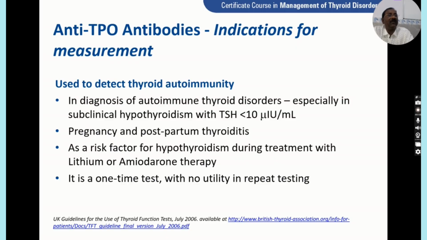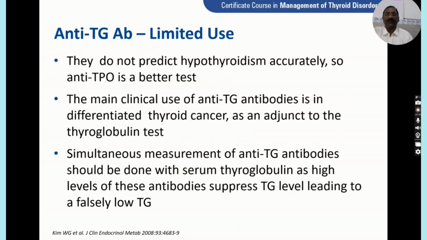So you need not repeat the C-peptide and GAD65 antibodies always and always. In the initial days, when you are in doubt between type 1 and type 2, you get the test done. The same way here. So it is not a test to repeat again and again.